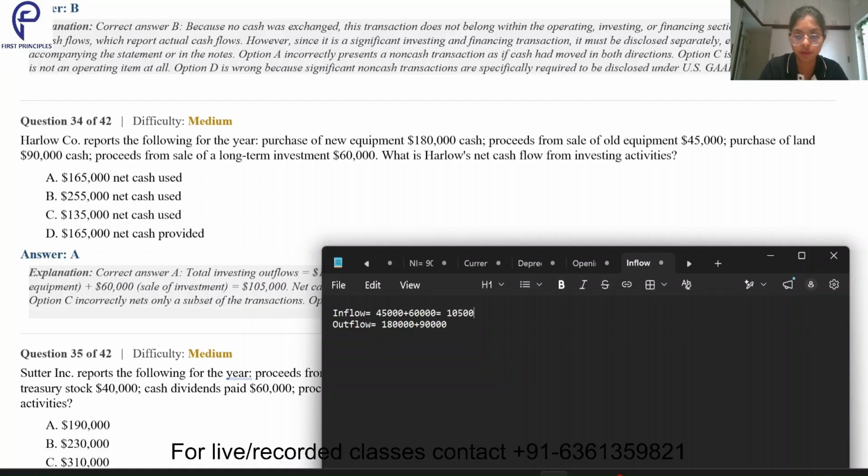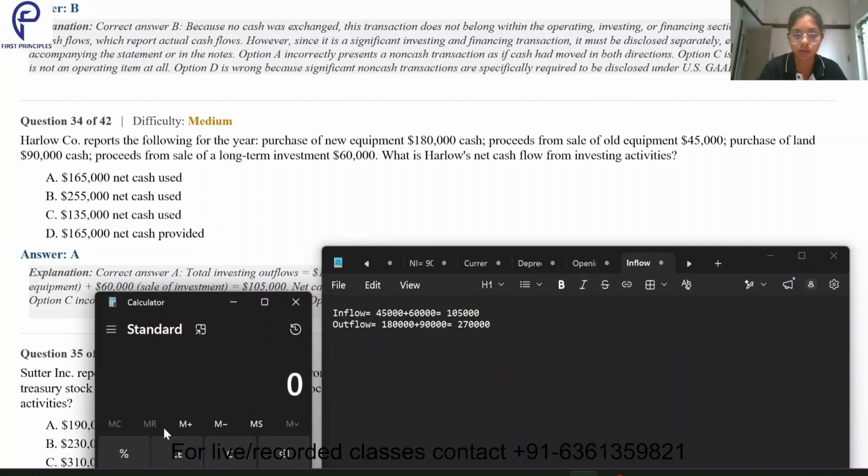Now let's sum total this. Inflow is 1,05,000 and outflow is 1,80,000 plus 90,000, which is 2,70,000. Let's do our calculation. Minus.